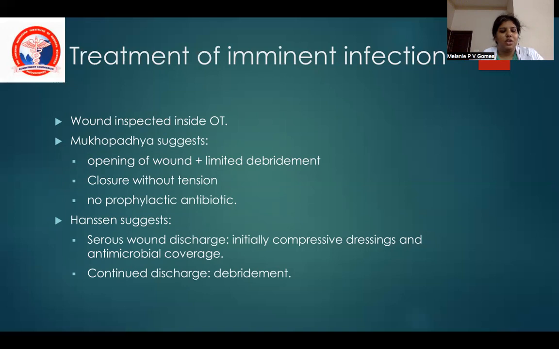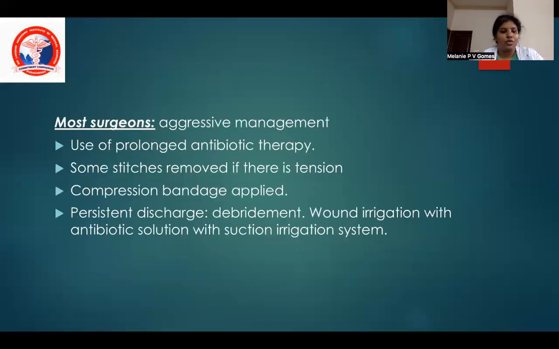However, continued drainage mandates a debridement. Most surgeons prefer an aggressive management at this stage with use of prolonged antibiotic therapy. Some stitches removed if there is tension, a compression bandage applied, and wait. In case of persistent discharge, debridement needs to be done. Wound should be irrigated with antibiotic solution and a suction irrigation system can be set up if required.